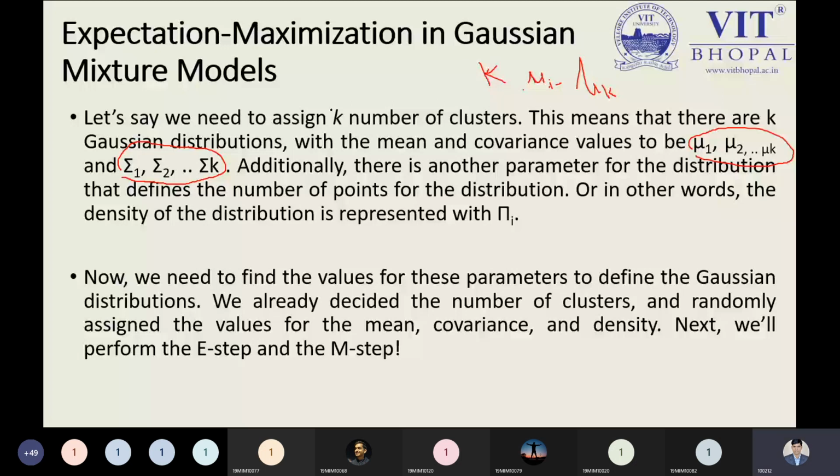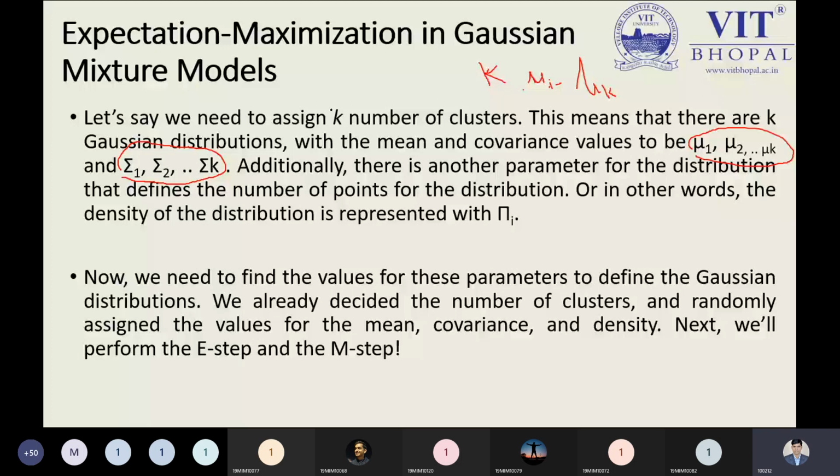So now let's say suppose we have k number of clusters. Then the total number of means will be mu1, mu2, up to mu k. It means if you have 5 clusters, the total number of means would be mu1, mu2, mu3, mu4, mu5.